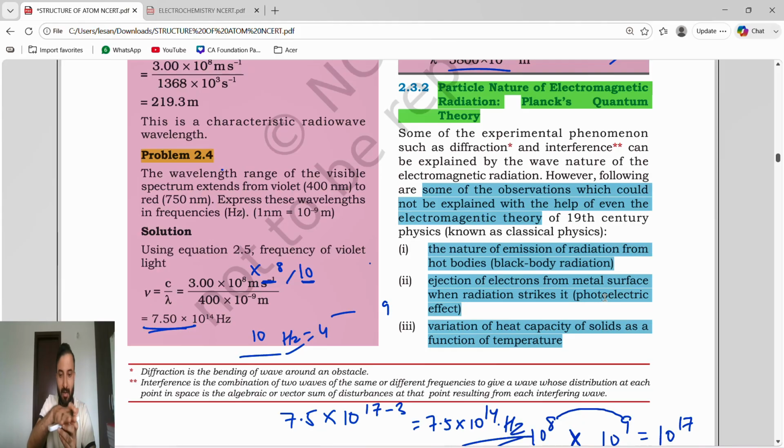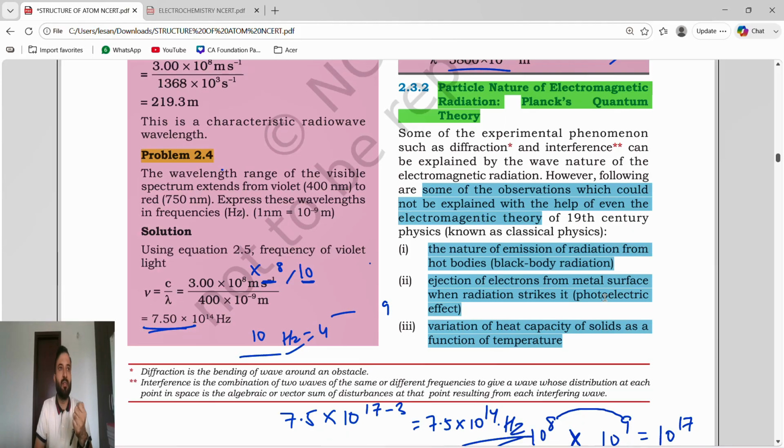Black body radiation is this: I will take a normal body and give heat to it. When the normal body absorbs the heat, it is called a hot object or heated object. Once it absorbs the heat, it becomes a heated object. Then this heated object starts releasing radiation. The heated object is called a black body, and the radiation it releases is called black body radiation.